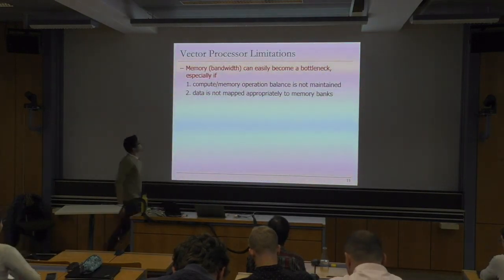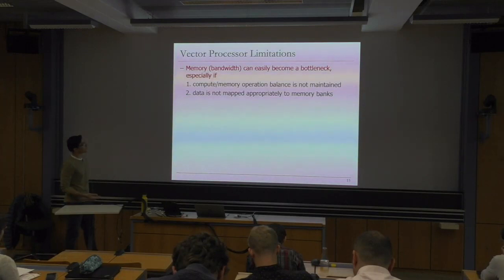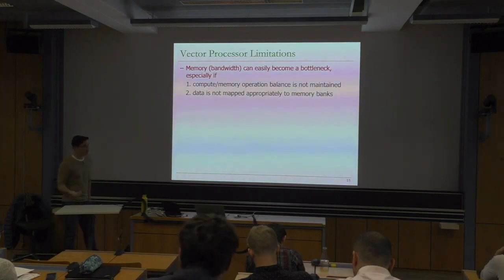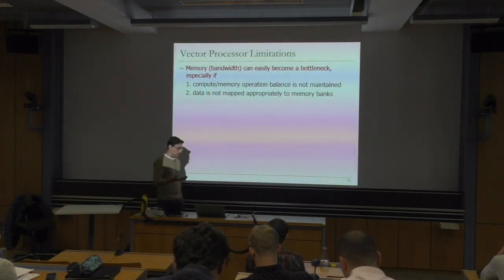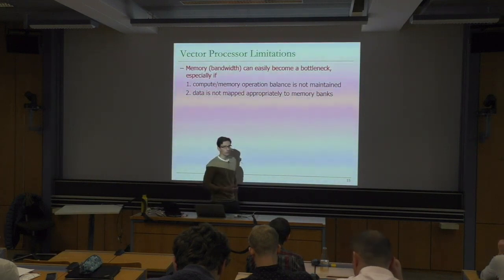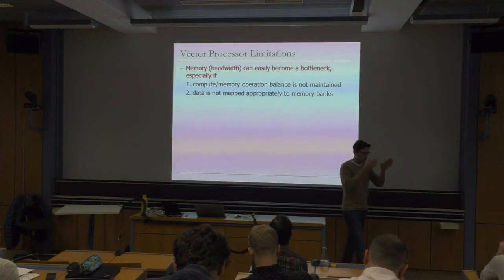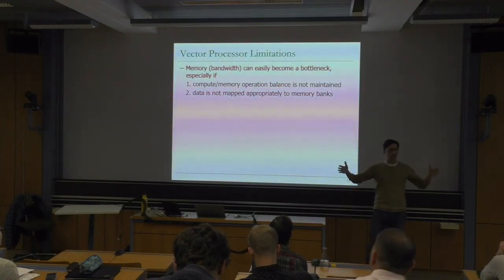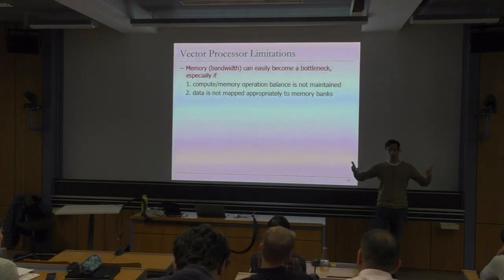And another disadvantage is that the memory bandwidth can easily become a bottleneck, especially if memory and compute operation balance is not maintained. What does this mean? This means that SIMD processors can be very efficient, right? You can have multiple processing elements working in parallel, and they can be operating on many input elements at the same time.